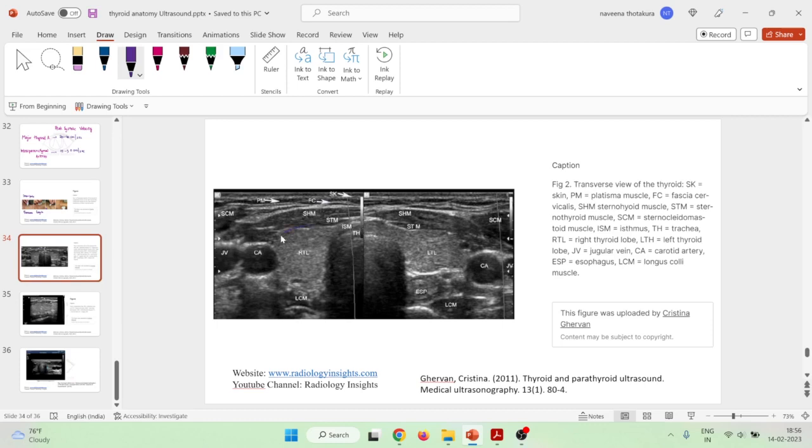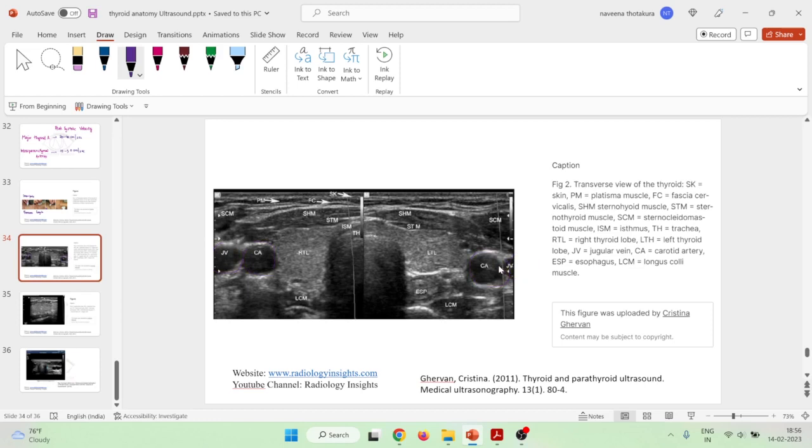Okay. Then we have the right lobe of thyroid, left lobe of thyroid, and isthmus. So anterior to the thyroid, we have two muscles: sternohyoid muscle and sternothyroid muscle. More anterior, we have fascia cervicalis, platysma muscle, and the skin. Okay. Then this is the carotid artery which is seen on either side, and this is the internal jugular vein which is seen on either side.